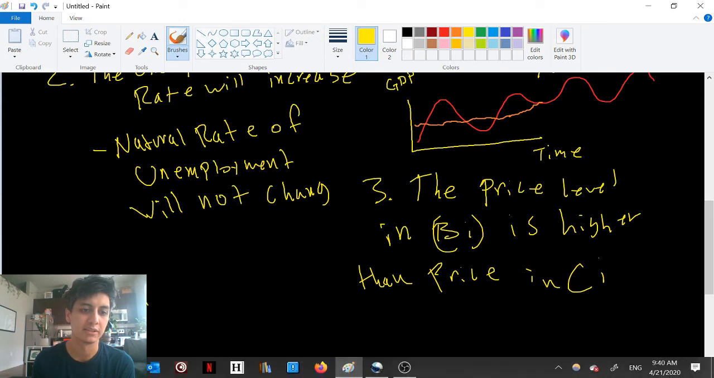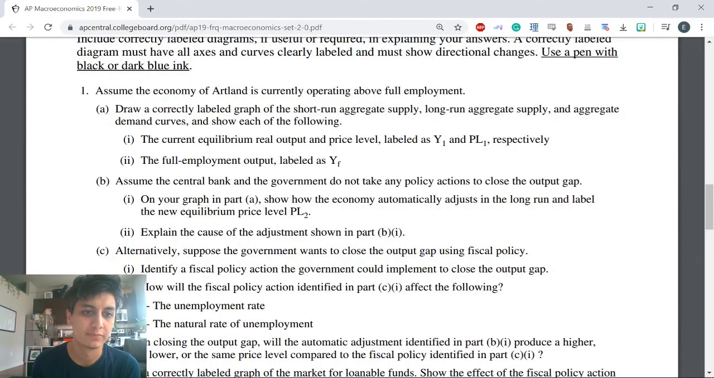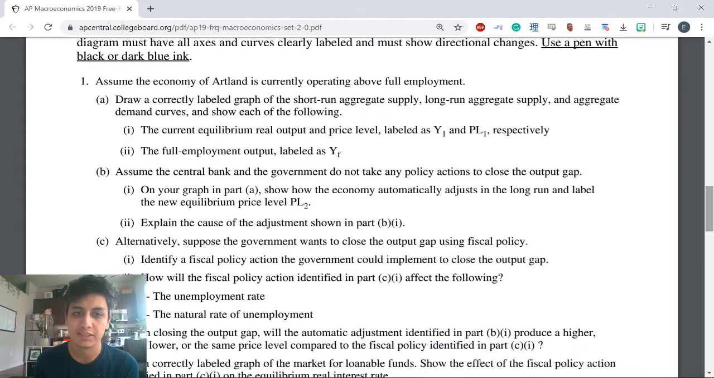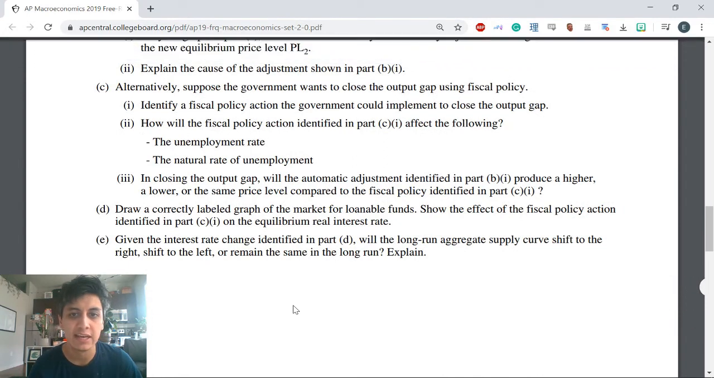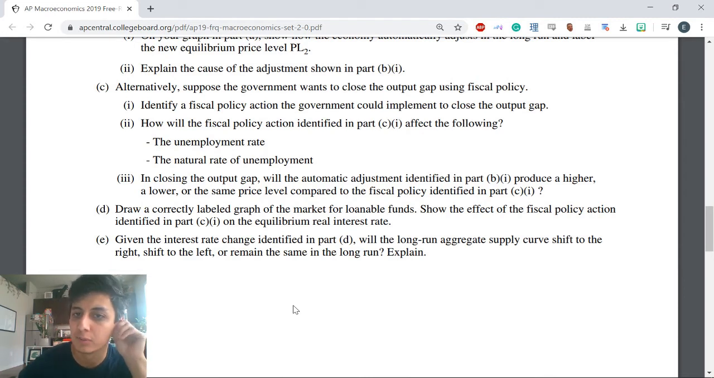Boom, and I think that's it for C. Three parts to C. Let's move on to D then. This is where it gets kind of in depth, and there's a lot of these connections you have to start making. It says draw a correctly labeled graph of the market for loanable funds. Show the effect of the fiscal policy action identified in part C1 on the equilibrium interest rate.